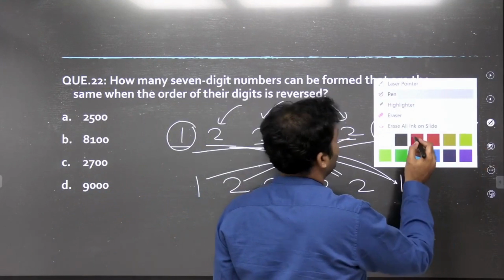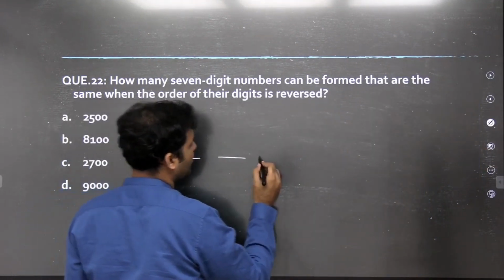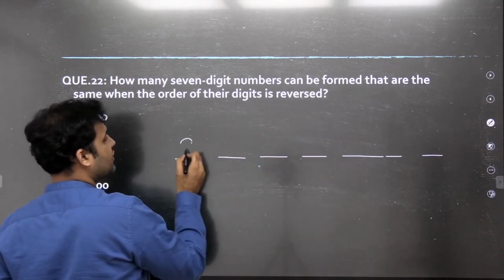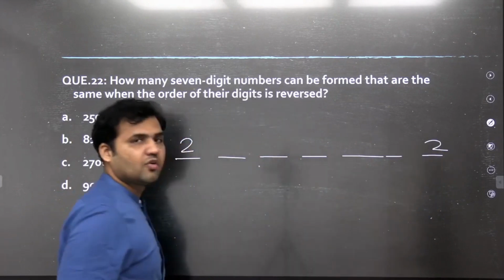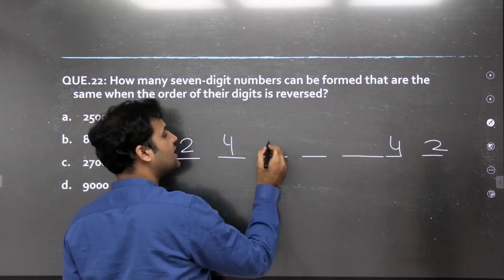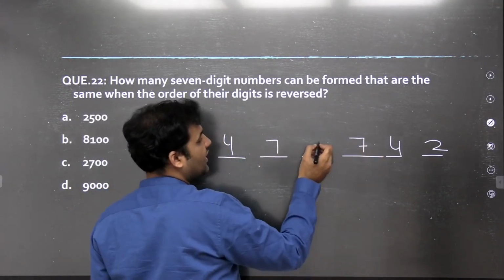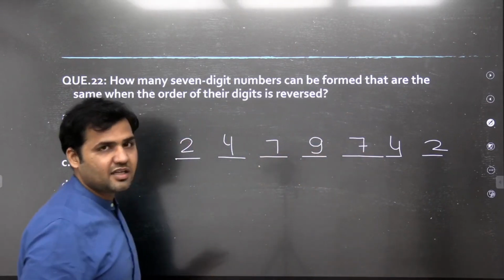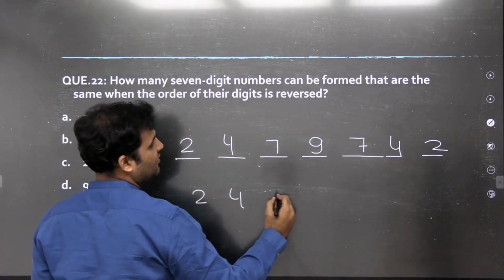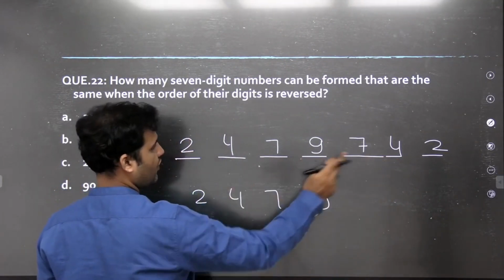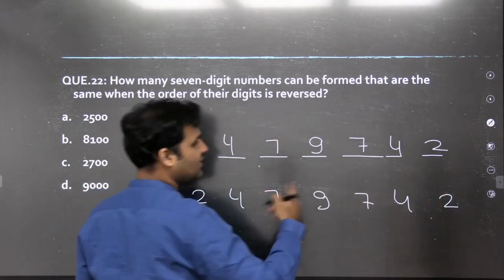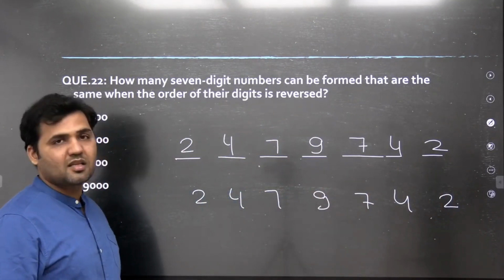So, for example, if I want to make a 7-digit palindromic number, if I am placing 2 over here, I'll have to place the same digit 2 over here. If I'm placing 4 here, I'll have to place the 4 at the tens place. If I'm placing 7 here, I'll have to place 7 here. And because this is the middle position, you can place any digit over here. Now when I reverse the order of the digits, you see the same number appears again: 2, 4, 7, 9, again 7, 4 and 2. These are the palindromic numbers.